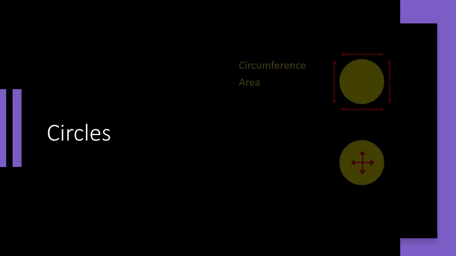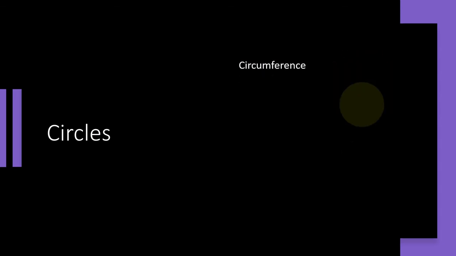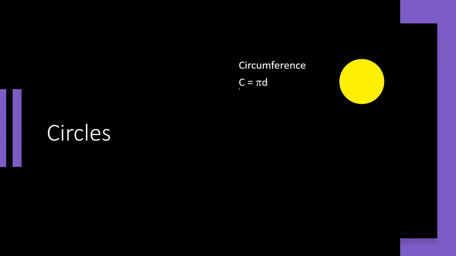So for example, to get the circumference for this circle right here, the formula that we're going to use is this. Circumference is equal to pi times the diameter. Okay, now the measurement of the diameter is also going to be given to you on your exam. So we have right here that the diameter is equal to 4.